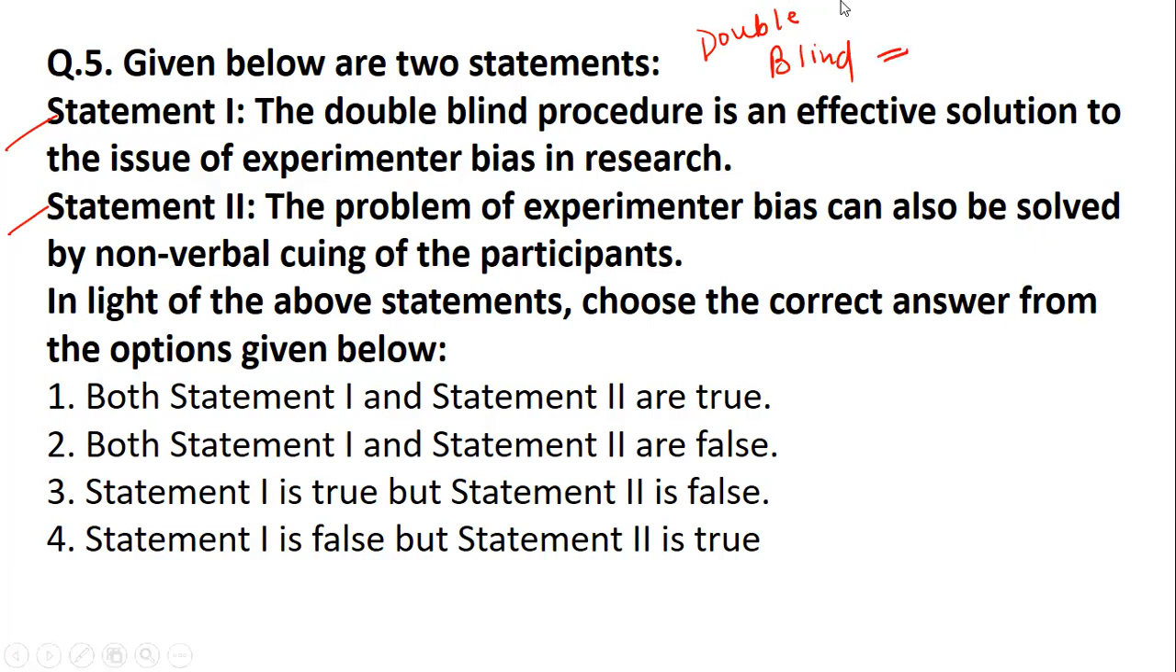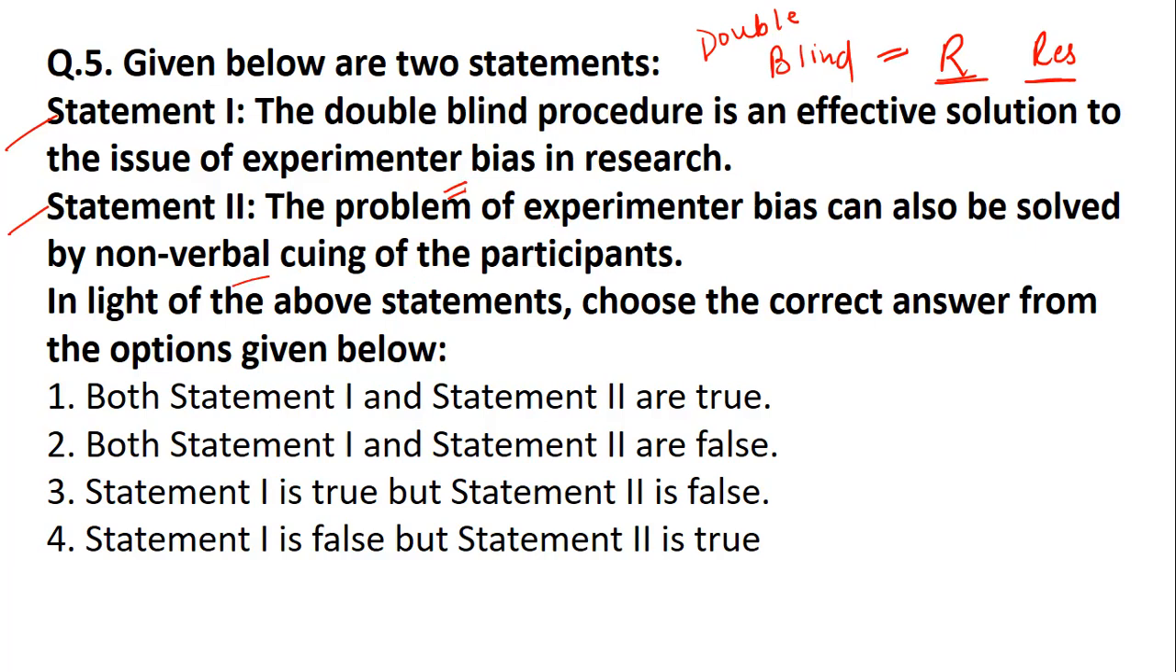So what is double blind? We have a researcher, we have a respondent. Both of them are not aware of who is the researcher and who is the respondent. So they are not aware, and the research is conducted without their awareness. Such is an effective solution for experimenter bias. We have a lot of complaints with respect to bias, so we can try to bring a solution for that, or we can do it by non-verbal cueing of the participants. So which statement is true: statement one, statement two, vice versa, or none of the above.